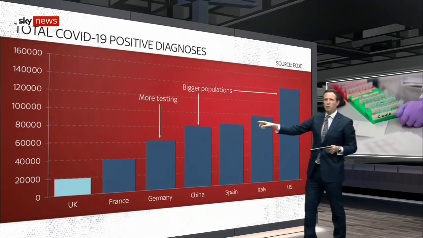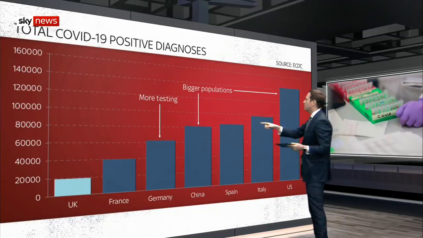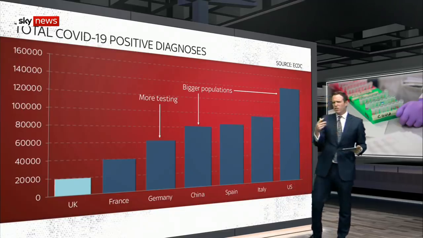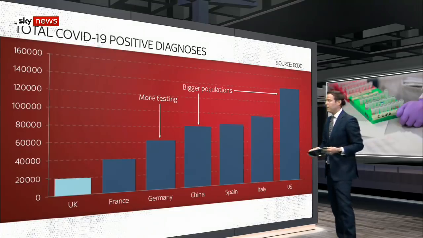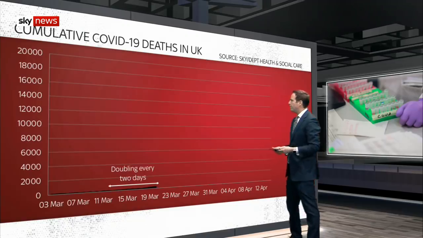So Germany is doing a lot more testing. They may well have about the same amount of COVID-19 in Germany, but they are certainly detecting more through their tests. But a better way of judging the trajectory for different countries is looking at how many people are dying of the disease. And if you look at that, here's a picture of what we know so far.